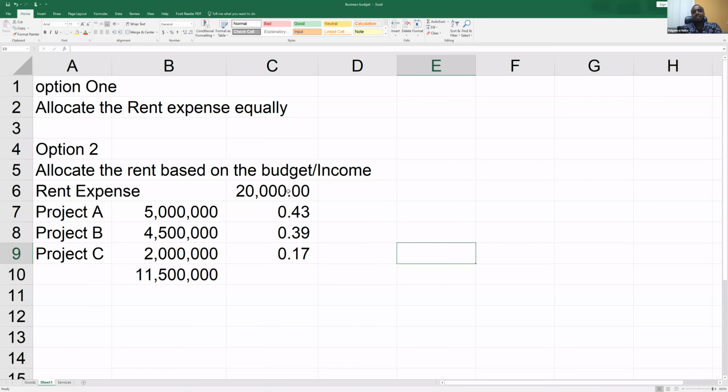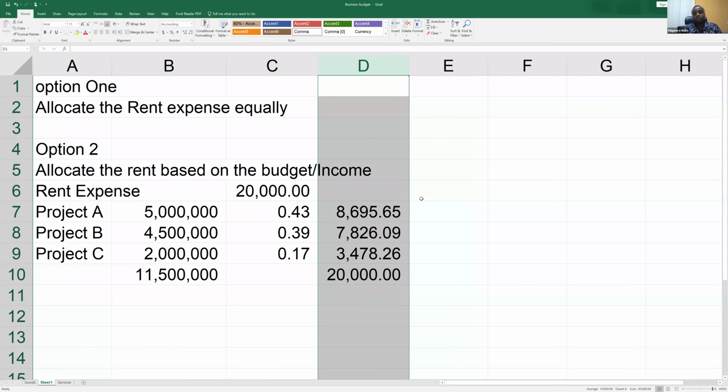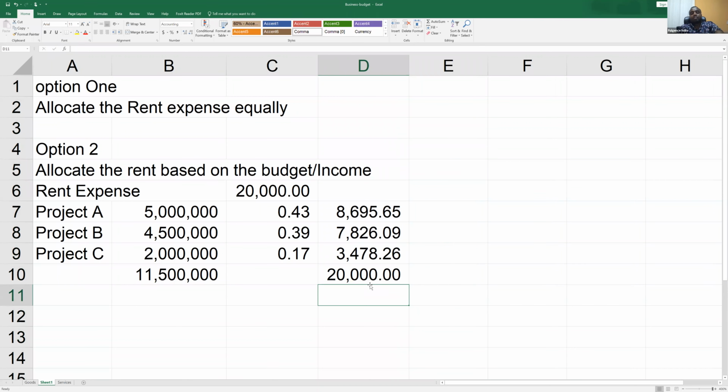Now you allocate this rent based on the ratio. So you say this amount of money multiplied by this, the same is equal to this multiplied by this, and lastly is equal to this multiplied by this, which will give you the 20,000. So basically you can allocate based on this.